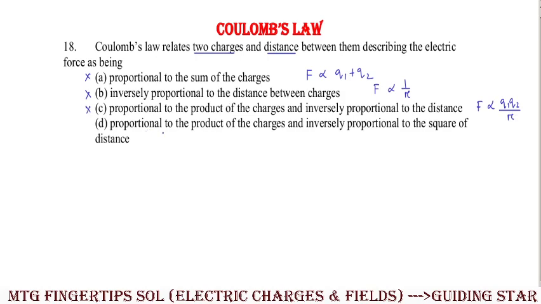And finally, it says proportional to the product of charges and inversely proportional to the square of the distance. That means the force is proportional to the product of the charges and inversely proportional to the square of the distance. So this particular statement will be the correct one. Why? Because Coulomb's law tells us that the force between the charges is directly proportional to the product of the magnitudes of the charges and inversely proportional to the square of the distance between them. So here option D will be the correct one.